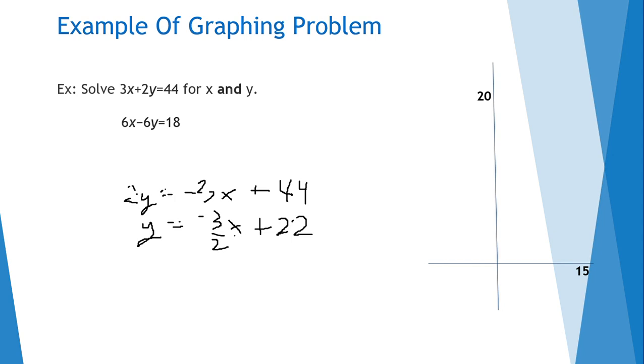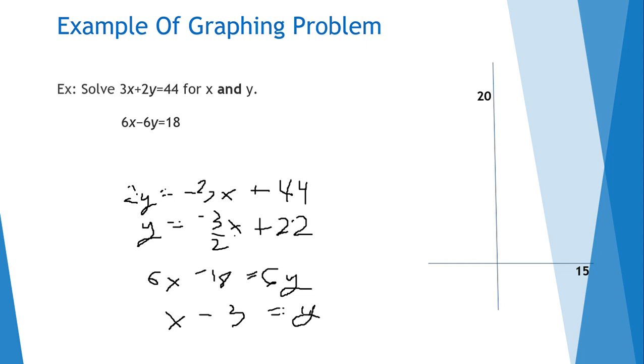Okay, and our next equation, 6x minus 6y equals 18. What I'm going to do is bring the 6y to this side and the 18 to the other side, just so that it makes it a little bit easier for me. So what I'm going to have is 6x minus 18 equals 6y. And what I want to do is divide each side by 6 so I can isolate my y, and I should end up with x minus 3 equals y.